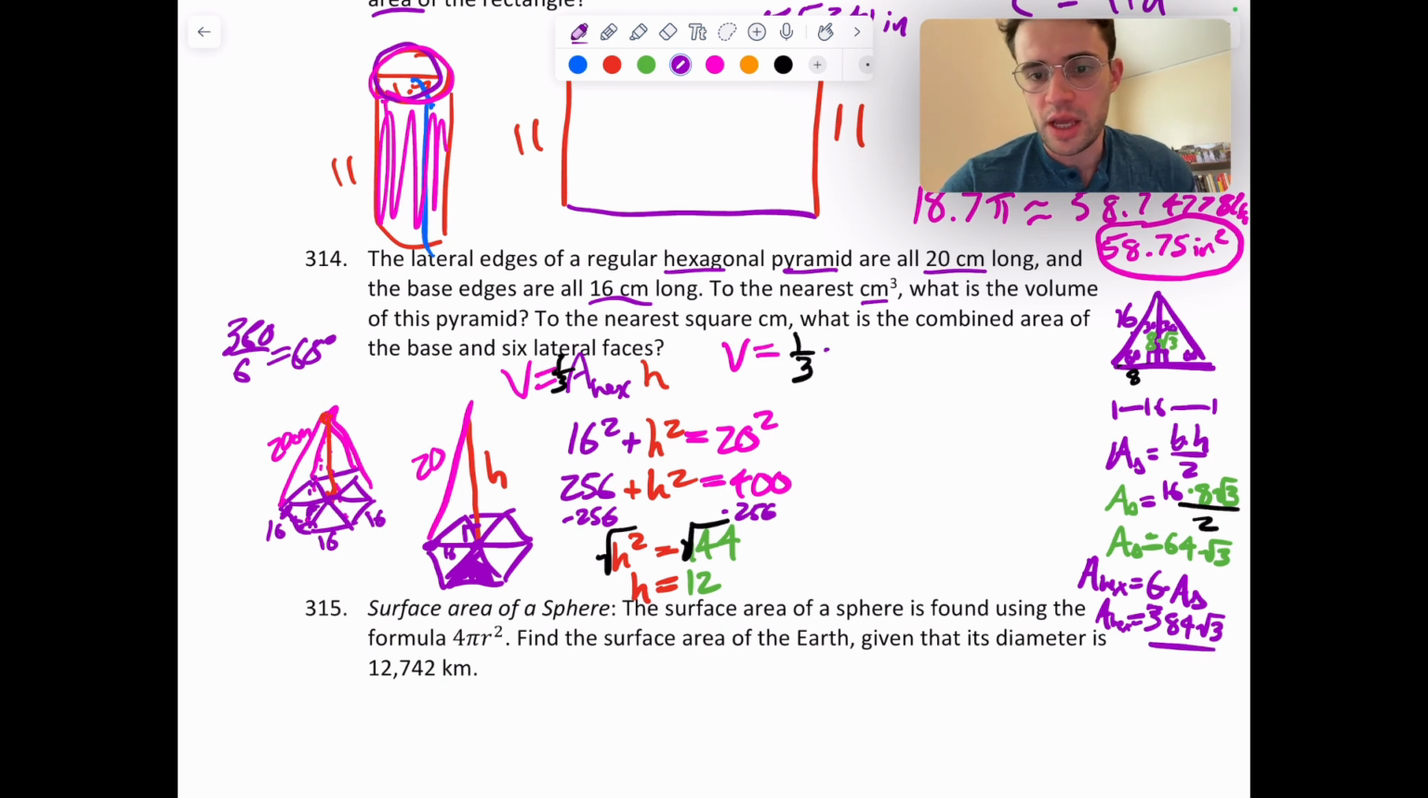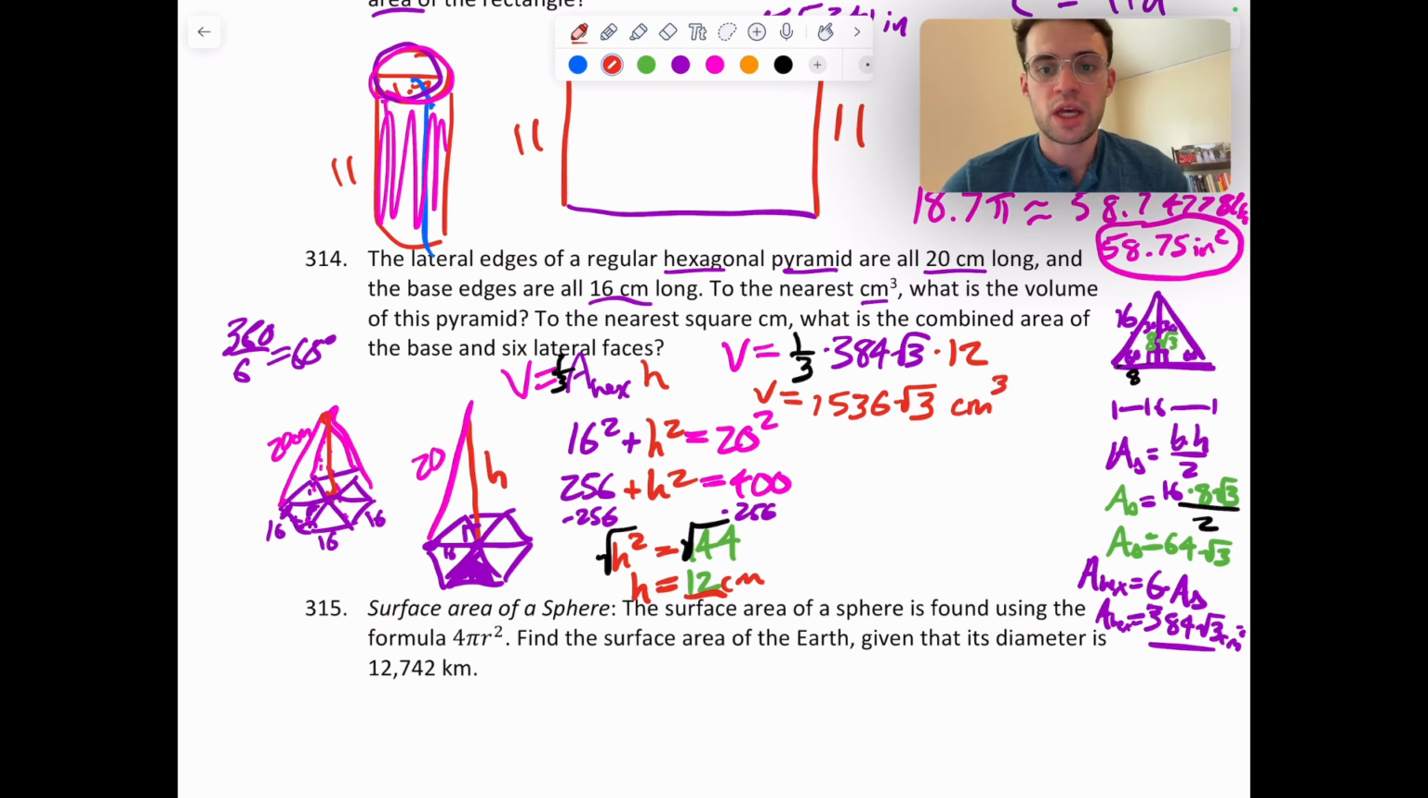And the volume will then be equal to 1/3 times the area of the hexagon we have right here, 384 times the square root of 3. Units were centimeters squared for that. It's an area. And we're going to be multiplying that by the height. We have the height right here, 12 centimeters. So if we multiply that out, we'd get 1/3 times 12 is 4. 4 times 384 is equal to 1536 root 3. Right, so that would be in simplest radical form.